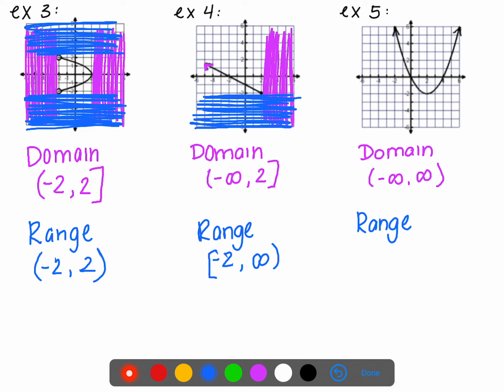What about my range? Does it go up and down forever? No. It goes up forever, definitely, right? But there's nothing down here, so I can get rid of this stuff. I don't need anything down here. I don't need any graph until I get to negative 2. Negative 2 to infinity. And I knew negative 2 was a bracket because there's no open circle there. There's just some smooth graph going on. So I'm including negative 2.